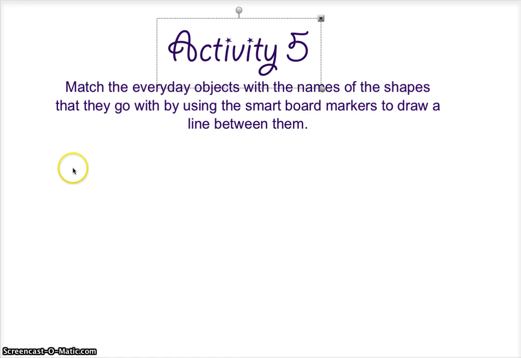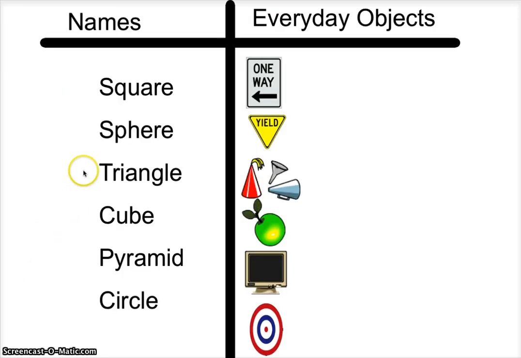And for the last activity, the students need to match the objects with the names of the shapes that they go to. And these objects will be everyday things that they'll see. So a square can go to the one-way sign, but the cube will go to the computer because it's 3D. And a sphere goes to the apple, but the circle goes to the dartboard.